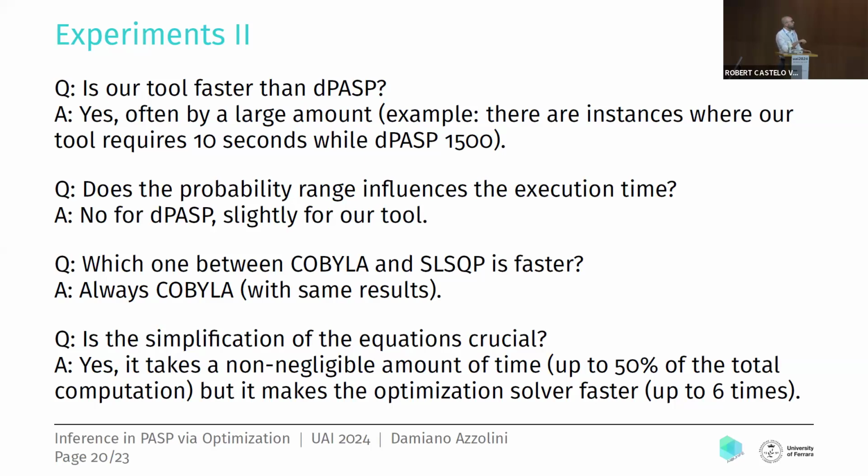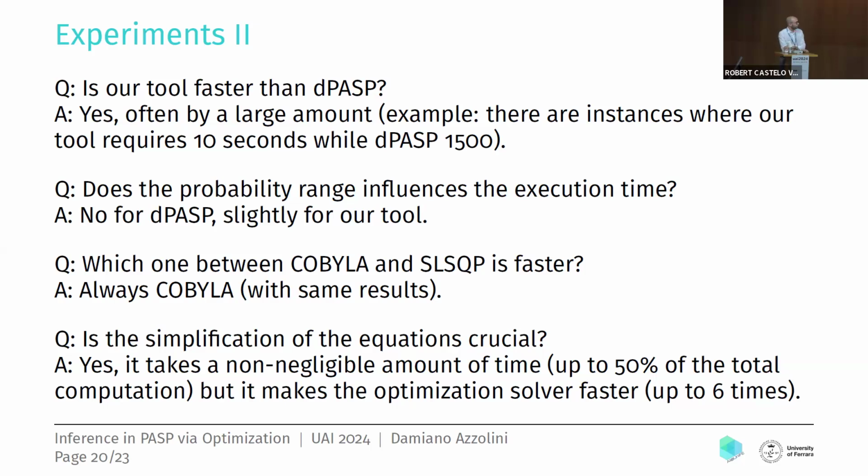And then the second question: does the probability range attached to these credal facts influence the execution time? The answer is no, definitely no for DPASP, and slightly for our tool, but the differences are negligible. Third question: which one between the 2 optimization algorithms provided by SciPy is more suitable for our approach? The answer is always COBYLA, which is based on linear approximation, instead of SLSQP, which is based on least squares minimization.